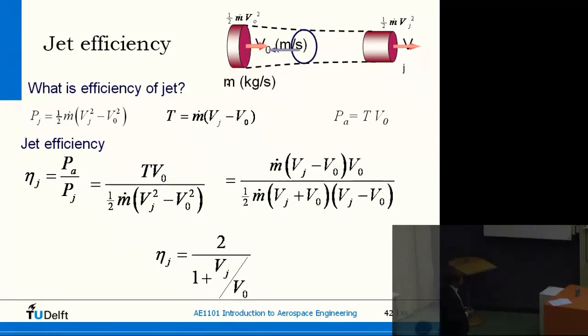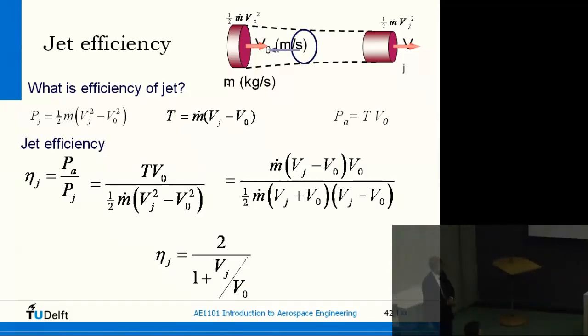So here we can see what would be the ideal Vj to get 100% efficiency. Because that's what we want, of course. We want 100% efficiency. What would you need to do? How do we make this 1? You're right, this should be 1 as well. So 2 divided by 1 plus 1, then we have 100% efficiency. So if we make Vj equal to V0, we're done, right?